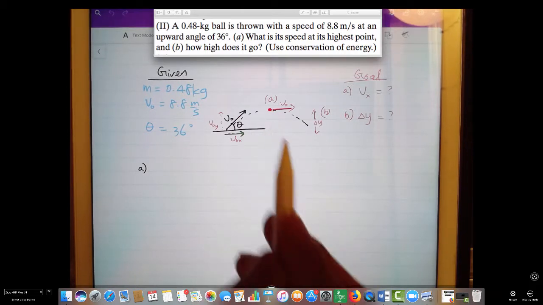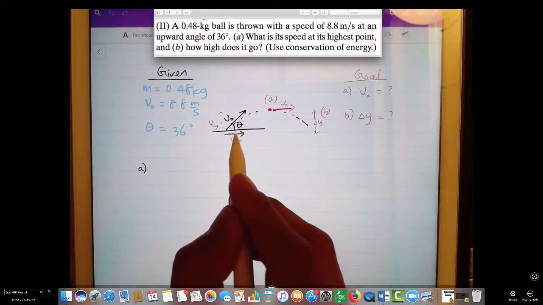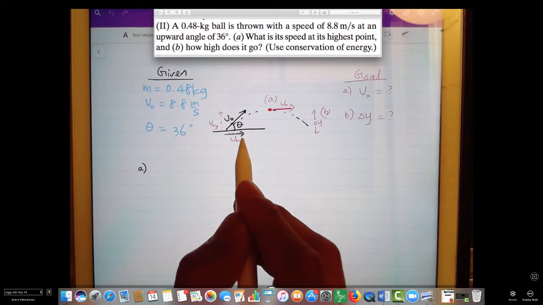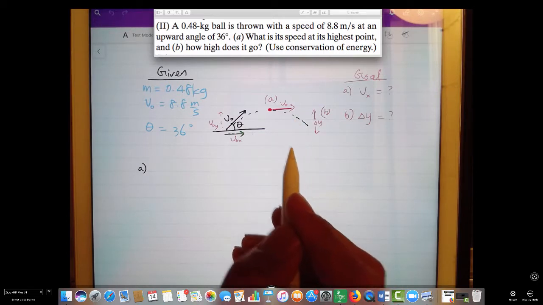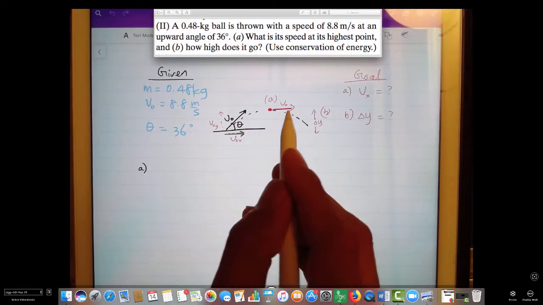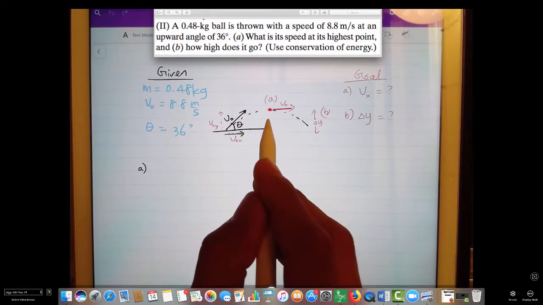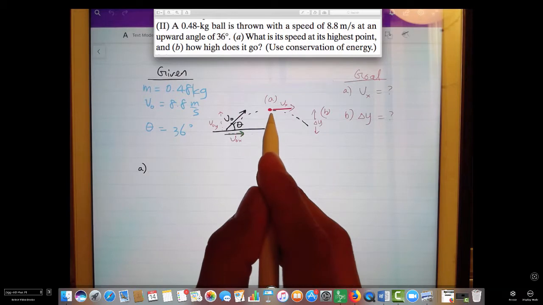Now, at the highest point, vertically, there is no speed. However, horizontally, it's the same speed as the horizontal component of the initial velocity. That's because there's no acceleration in the horizontal direction. Of course, vertically, we have gravity pulling it downward, so even though the ball was thrown upward initially, gravity will pull it down to the point where at the highest point, the speed becomes zero. Again, vertically, it's zero.